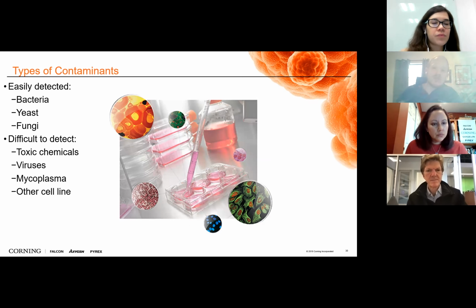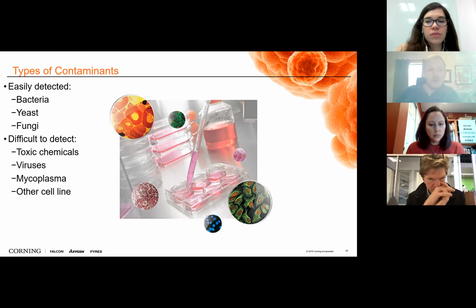Now, in addition to the routes or sources of contamination, there's a long list of types of contaminants as well. And some of these may not be very familiar to you. People don't often think of toxic chemicals or other cell lines when they think about contaminants. They usually think about bacteria, yeast, or fungi. Those are the most common.